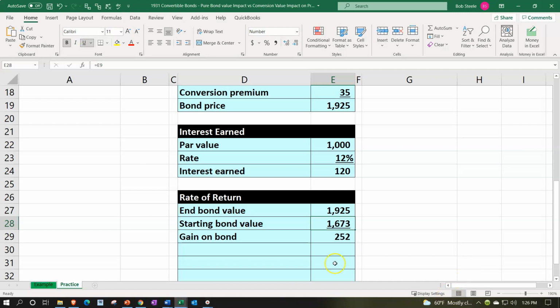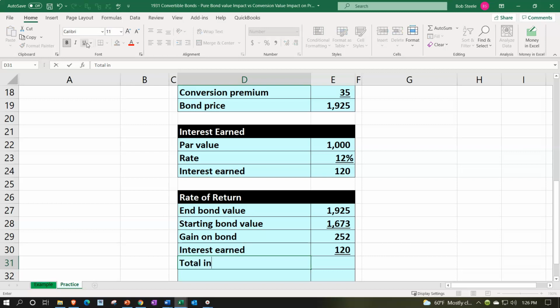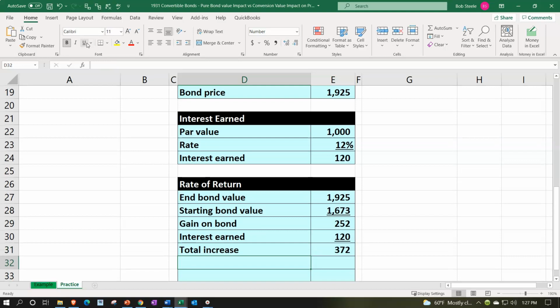And we also had the interest, so I'm going to add the interest to it. Remember, for taxes, you might have different kinds of things when you would think about the gains, capital gains, interest, and whatnot, but we're just trying to think about what our overall return is here. So we're going to be adding to that the 120. So if we add to that, then our overall gain, or our total increase, let's say, would be then equal to the 252 gain plus the 120 on the interest. So that's going to be the 372.